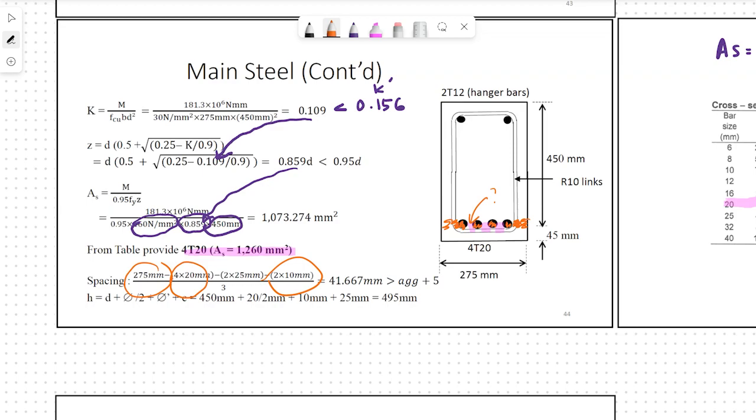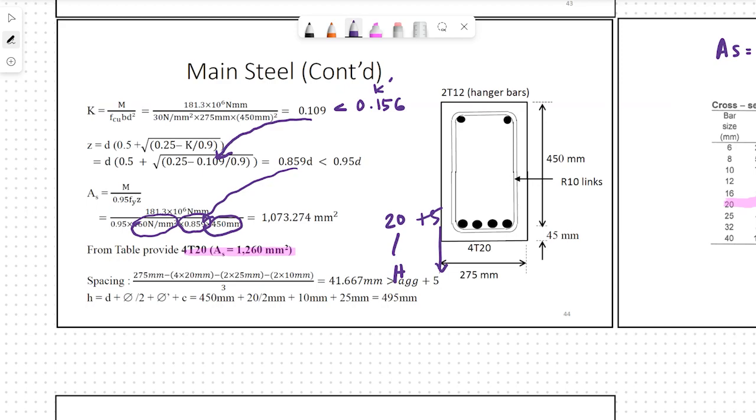Okay, just to make it easier for you to remember, just ambil number of bar minus 1. So number of bar is 4, then minus 1 you dapat 3 lah. It is 41.667, okay, which it is bigger than, tertinggal, Hagg plus 5 mm. Sebab Hagg ni adalah the maximum aggregate size. Okay, so 20 mm plus 5 mm here, right? So jadi 25. So make sure it is bigger than this 25.